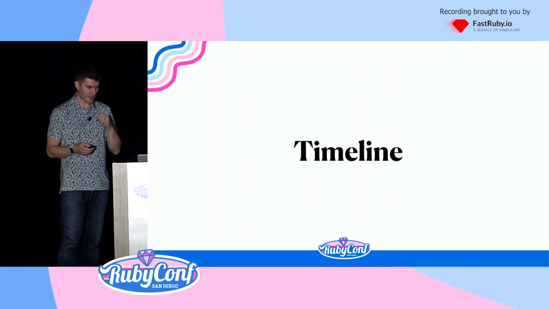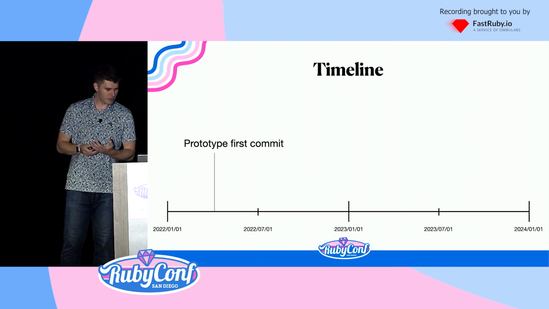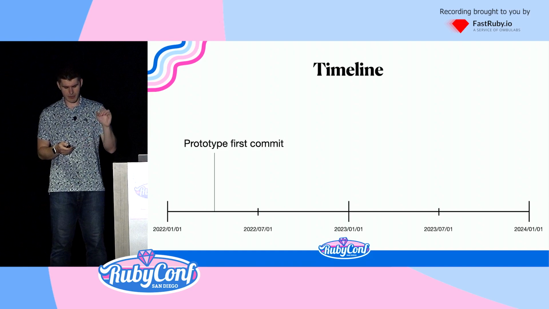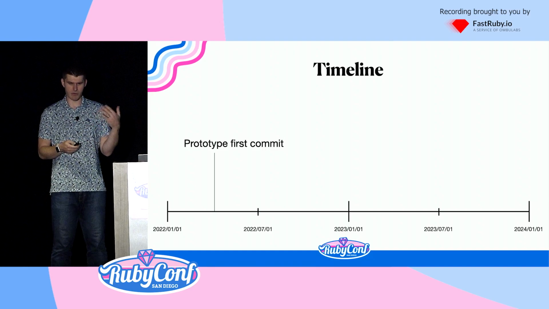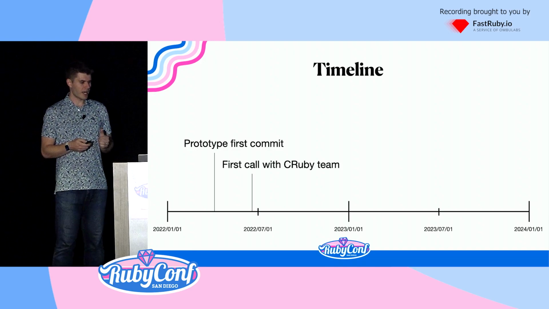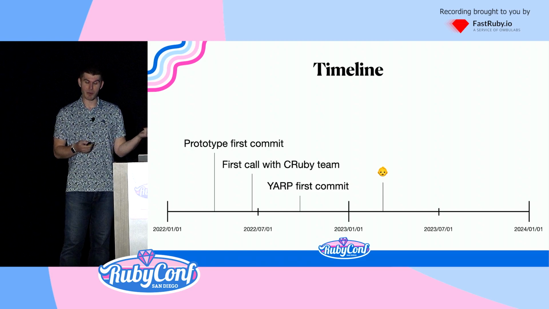So I'll give you a bit of the timeline of how this went down. About 2 years ago, a little more than 2 years ago, actually, I started working on a prototype for this. It was called Ruby Parser at the time. It then got renamed to YARP. It then got renamed to Prism. We had the first call with the CRuby team where we introduced the concept and said, hey, can we please do this? And they said yes. We committed the first commit to YARP later that year. In April of last year, my wife had my daughter.